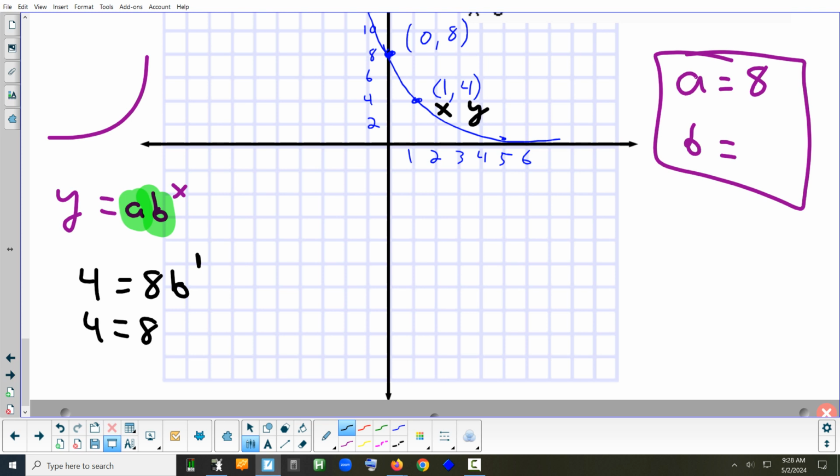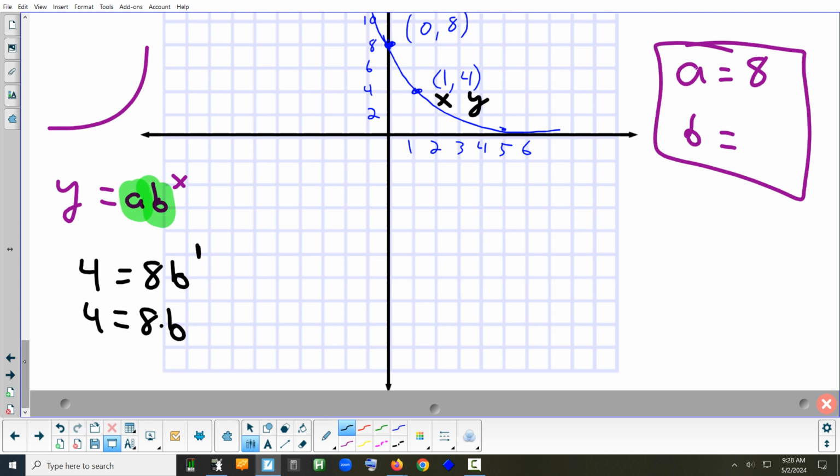Just b. But now we have to get b by itself. So what's next to b that we don't want next to it? 8. How do you move the 8 to the other side? Divide. And what do we divide each side by? 8. 8 divided by 8 is gone. And there's your answer for b, but we can reduce that. What's 4 divided by 8? 1 over 2. Yep. Okay, so that's the hard part.